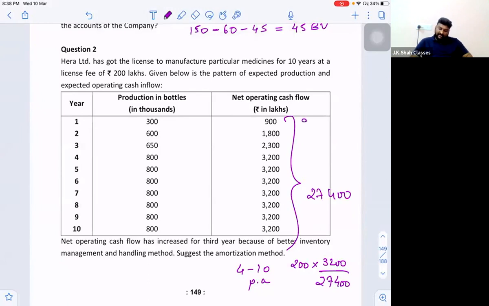And for the first year it will be 900 divided by 27,400 into 200. For the second year it will be 1,800 divided by 27,400 into 200. And for the third year it will be 2,300 divided by 27,400 into 200. And this will be for the fourth year onwards. Solution is already printed, but please solve it once again in your book. Question number 2. So balance questions we will solve tomorrow, and we will also start with AS29 tomorrow. Correct? So we'll wind up the session now.